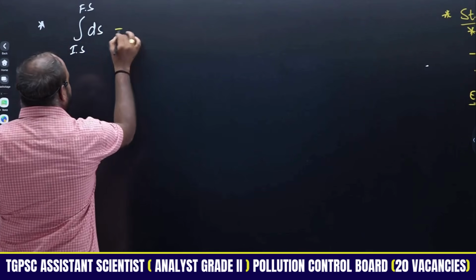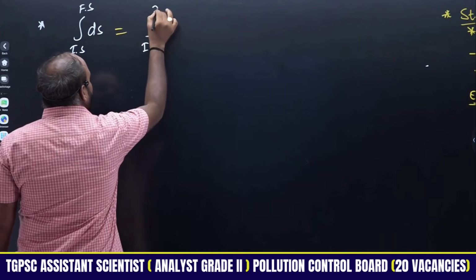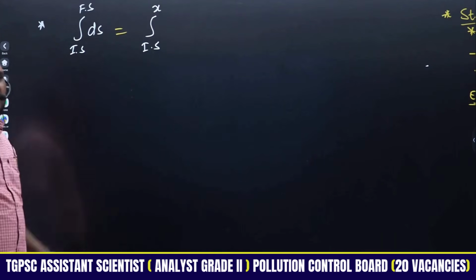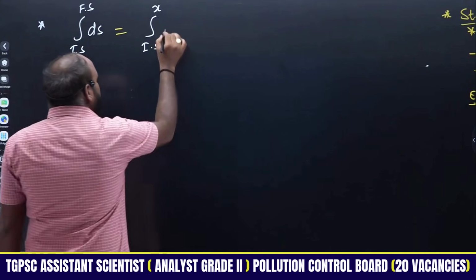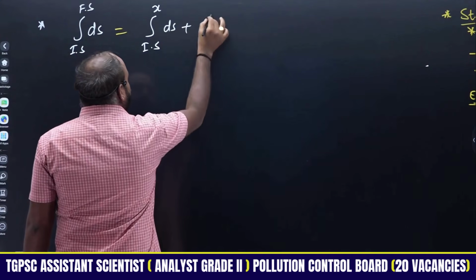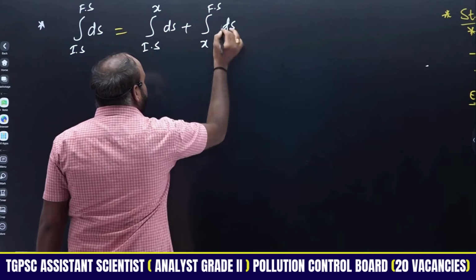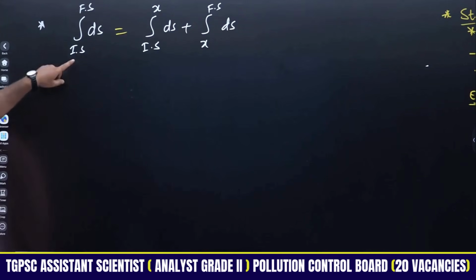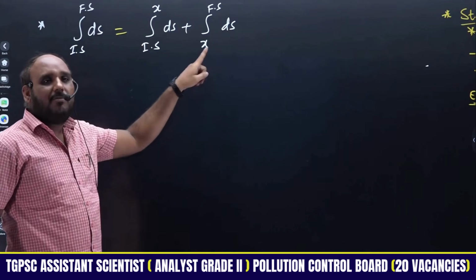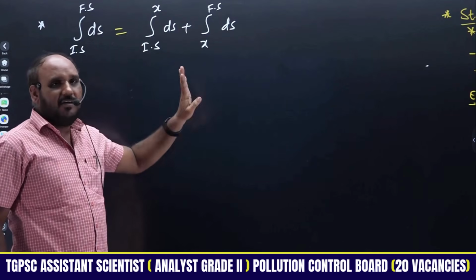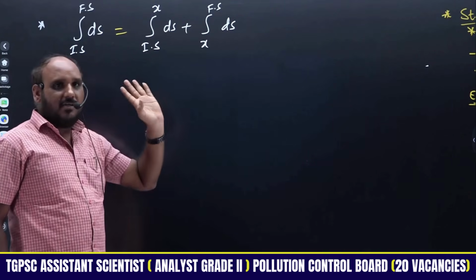Now this will be the integral from the initial state to a pathway x, whatever the x value, of dS, plus the integral from pathway x to the final state of dS. Means from the initial state to the final state, there is one pathway. What is the pathway here? It is followed by x. x is a pathway. Anything we consider in this x, we will get some result.